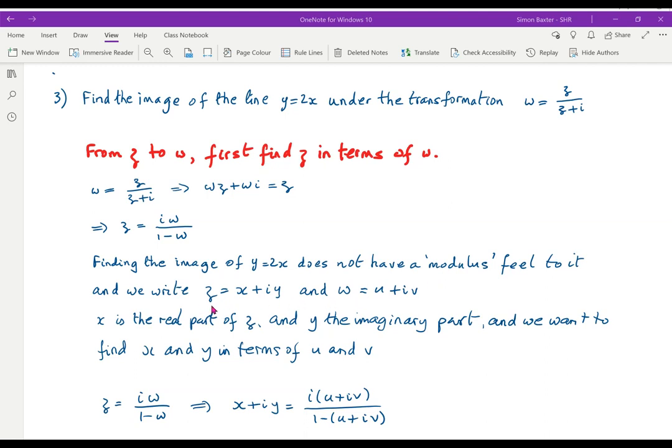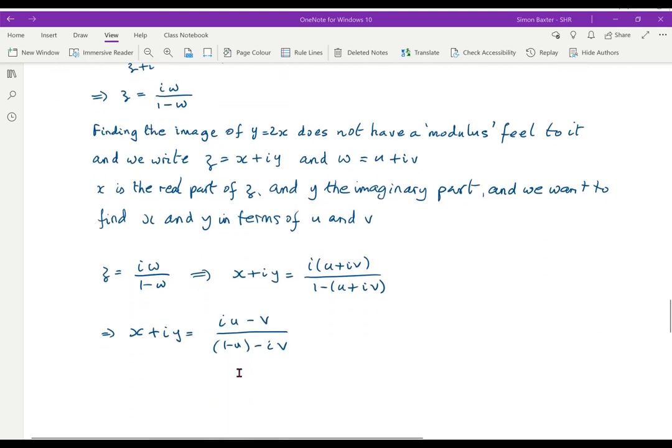The technique here is to write z as x plus iy and w as u plus iv. We know that x is the real part of z and that y is the imaginary part, so what we need to do now is to sort out the real and imaginary parts of iw over 1 minus w. That we're going to do down the bottom here.